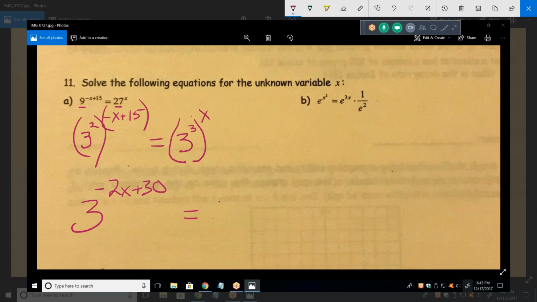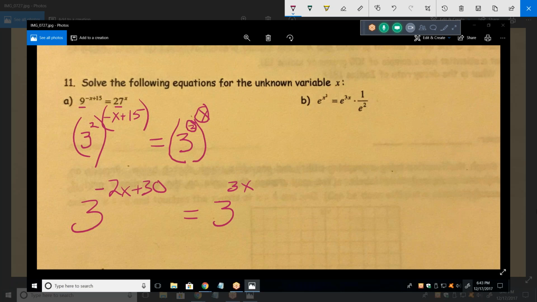Use the rules of exponents. When you are doing double exponentiation, what do you do to the two exponents? You multiply them. I got another exponent here. You multiply them. So the answer is just 3 to the 3x.